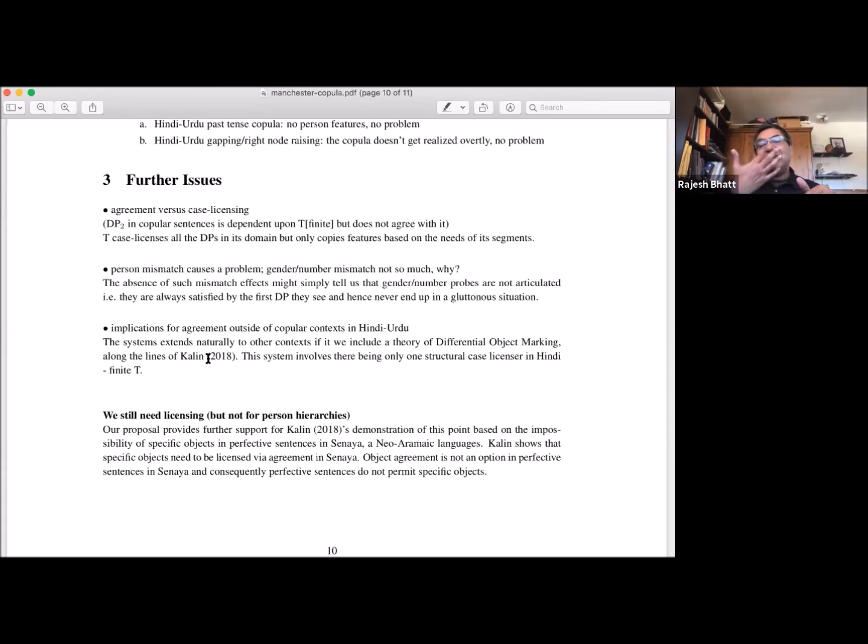And again, what's interesting is that this licensing is not hierarchy related. So this is independent needs of particular NPs, particular nominals. We still need to meet those, but that's different from hierarchy. Okay, thank you.